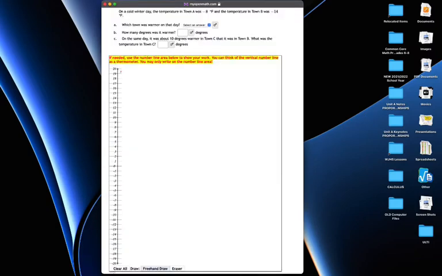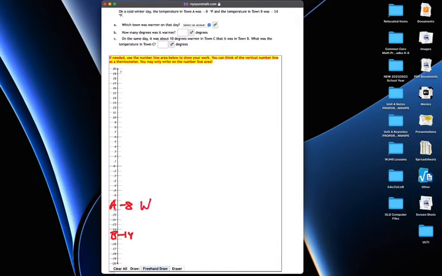In this problem, it says that on a cold winter day, the temperature in town A was -8 degrees. So town A down here would be -8 degrees. So right here is town A at -8. And town B is at -14. Right there at -14. And the question is, which town was warmer?